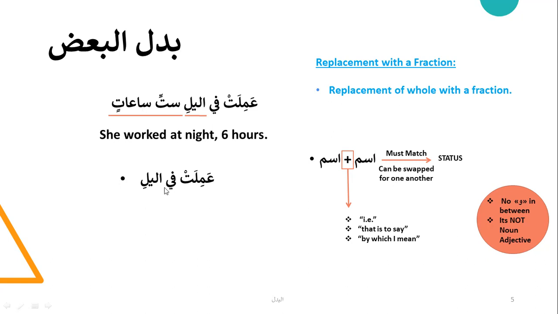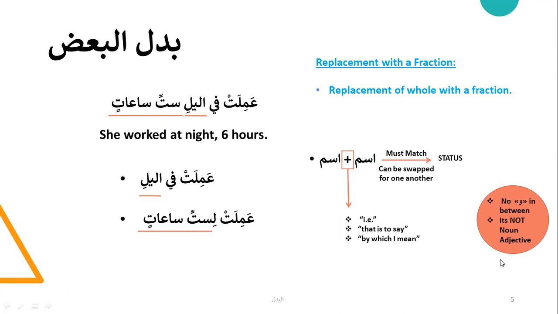Let's see. Amilat fil layli. She worked at night. Then amilat li sitti sa'atin. She worked for 6 hours. I've made a little change in the harf because this one was going with fil layli, and this was going with this. But the meaning being that they both are replaceable. They will make sense even if they come in place of each other. Also, notice over here all these meanings. Amilat fil layli, that is to say 6 hours. So there's an implied meaning of all these over here. There is no wow in the middle, and you can see sitti sa'atin is not some sifa.